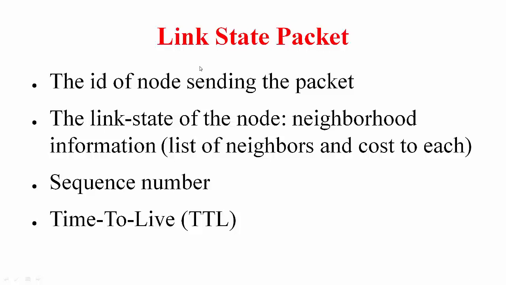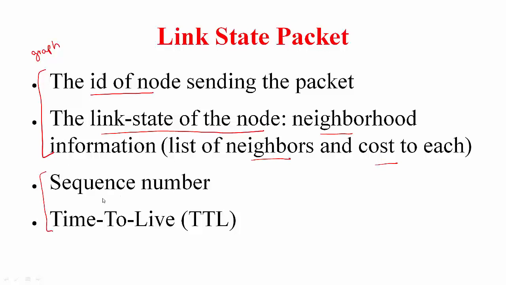So this is the information that is carried within a link state packet. This packet should definitely contain the ID of the node that has generated this particular packet, not forwarded, generated the packet. And this should also include information about the link state of the node, that is the neighborhood information, the list of neighbors and the cost to each. Based on these two is how a given node generates the graph information. So this is necessary for calculating the routing. A lot of the other practical problems that we have seen are handled via the sequence number and time to live, which also need to be carried as part of the link state packet.